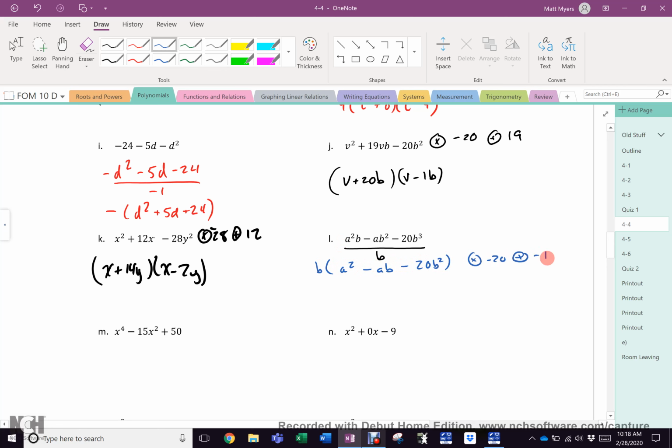Is it 1 and 20? Will 1 and 20 get to negative 1 in any way? No. Will 2 and 10? No. Will 4 and 5? Yes. How? Negative 4 plus... 4 minus 5 is negative 1, right? So this must be A plus 4B and A minus 5B.